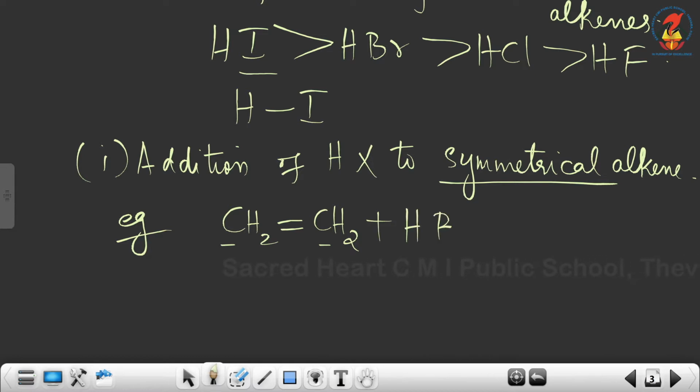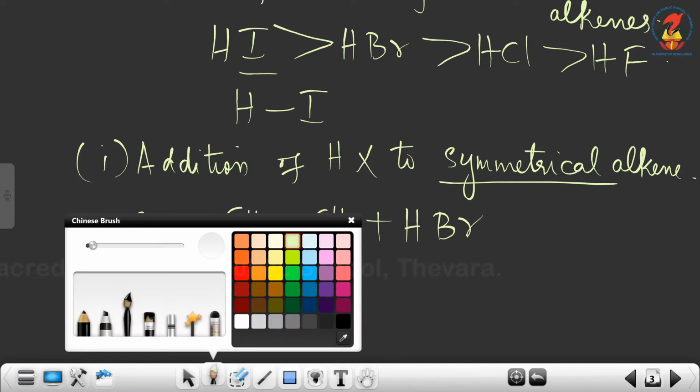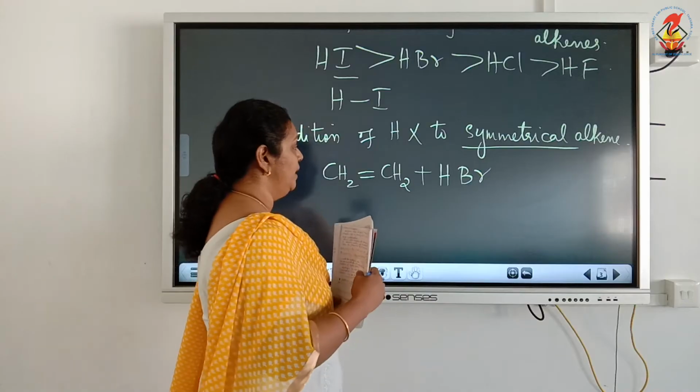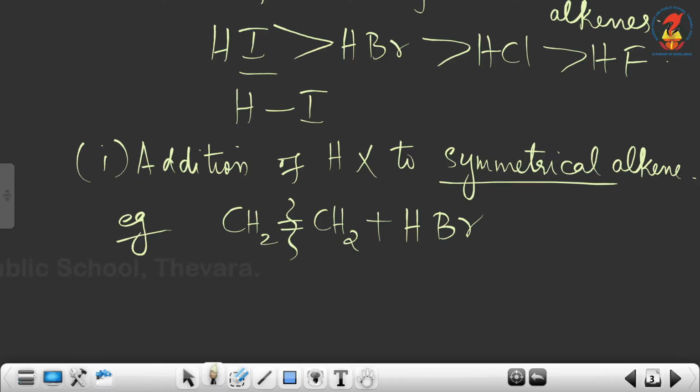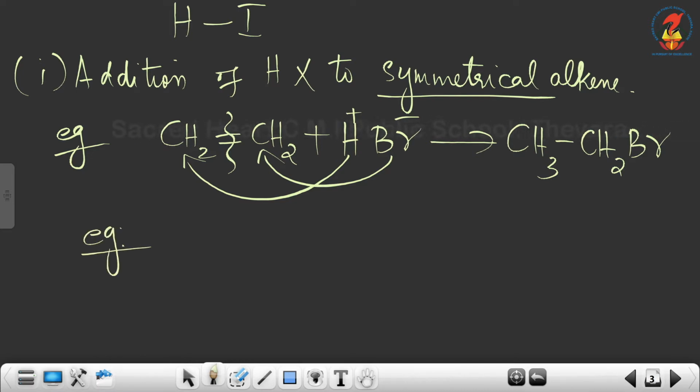Plus HBr. I am taking hydrogen bromide. Now what will happen when you react with HBr? The double bond breaks, and since it's a symmetrical alkene, HBr will dissociate as H plus and Br minus. H plus can add to any of the double bonded carbon and Br minus will add to the other carbon atom. So what will be the product? The product will be CH2 will become CH3, single bond CH2 Br. Bromoethane is the product.